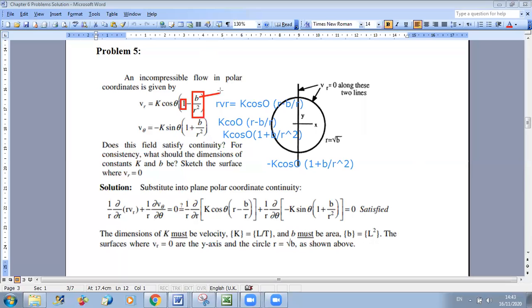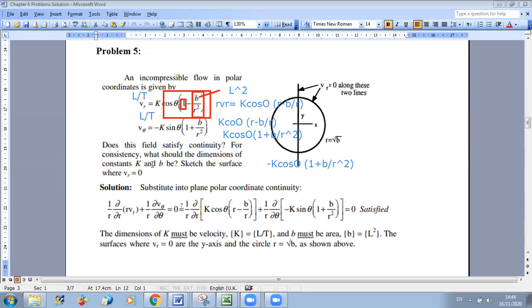So the dimension for B is L squared. Now K should be of the same dimension as what? Meter per second, yes, of velocity, because for V from this side you have the unit L over T, and from the other side also you should have L over T. Now cosine theta times 1 minus B over R squared is without dimension. So K should have the same dimension as V to have consistency of units. So the unit of K should be L over T.